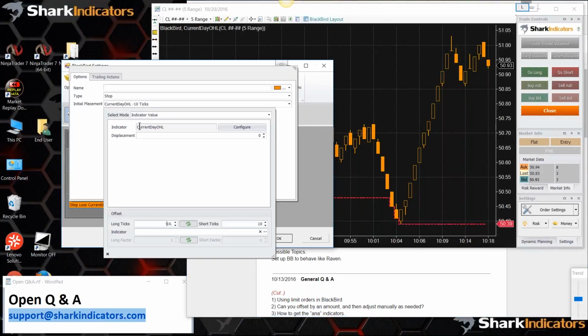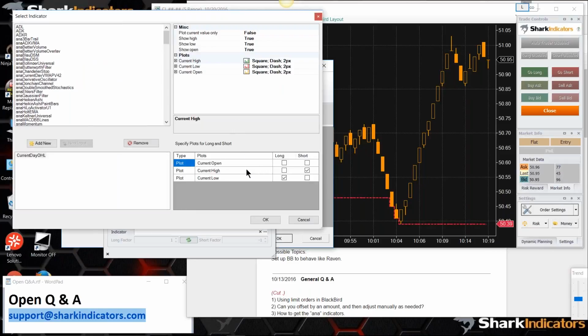So let's go back into this. So there we go. We've got our current day high-low indicator set, and for a long trade, it's going to be 10 ticks below the low. If it's a short trade, it's going to be a positive 10 ticks, because it's going to be 10 ticks above the high. Right? If we go back into our indicator settings, we're using the high for a short trade. So it's going to be 10 ticks above the high and 10 ticks below the low.